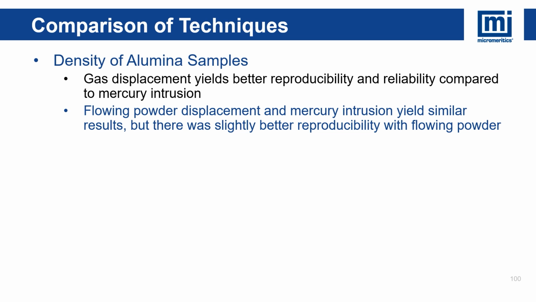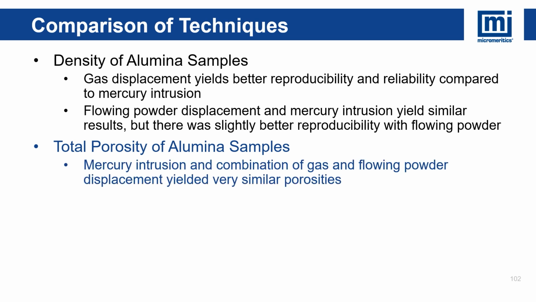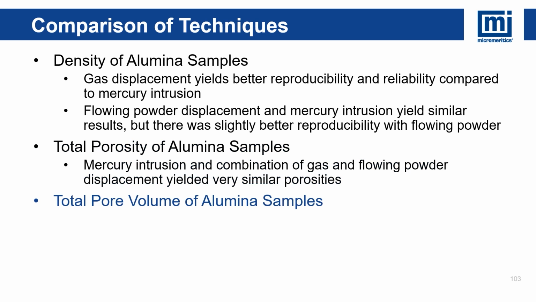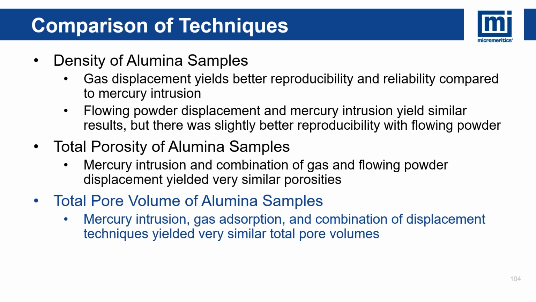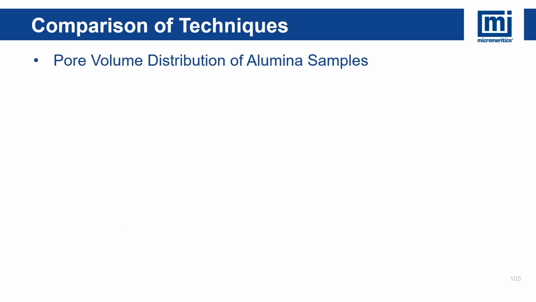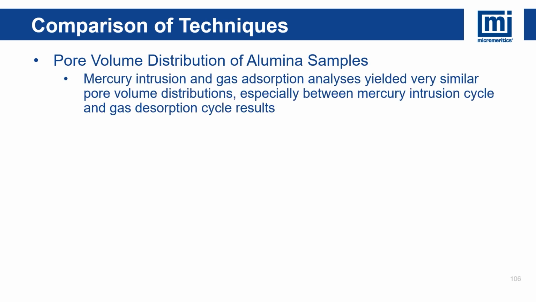Okay, let's look at total porosity of the alumina samples. Mercury intrusion and combination of gas and flowing powder displacement gave very similar porosities for the aluminas. For total pore volume of the alumina samples, all the techniques yielded very similar results: mercury intrusion, gas adsorption, and the combination of the displacement techniques. For pore volume distribution of the alumina samples, mercury intrusion and gas adsorption analysis yielded very similar results, especially when we compare the mercury intrusion data with the gas desorption data.